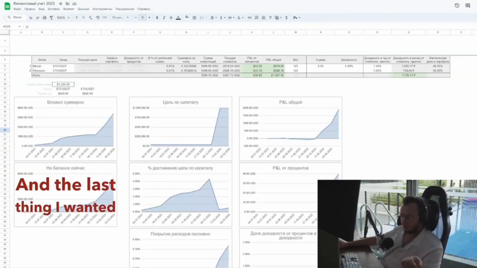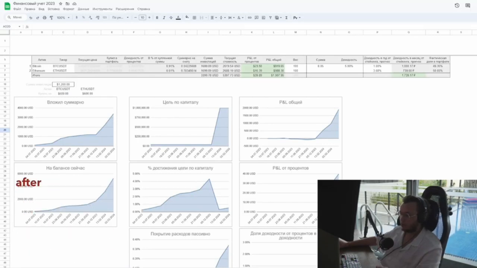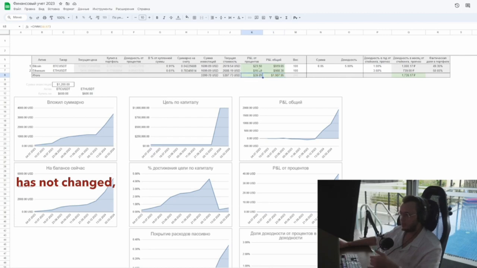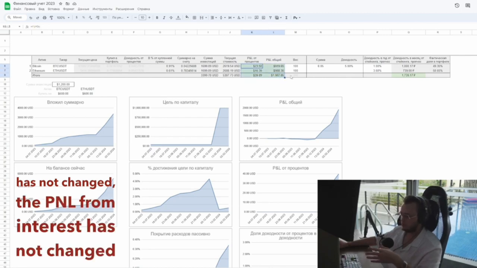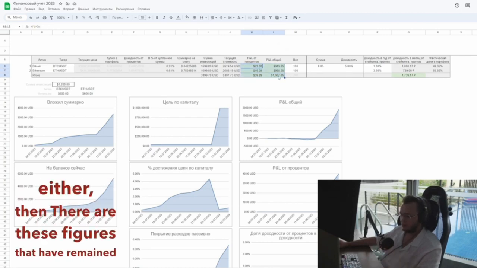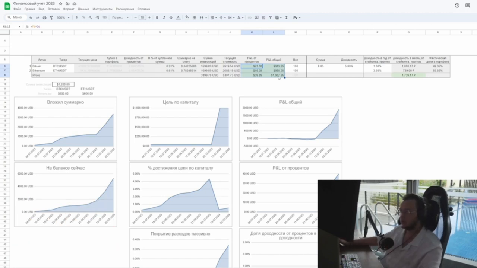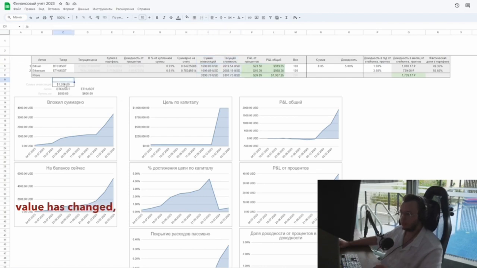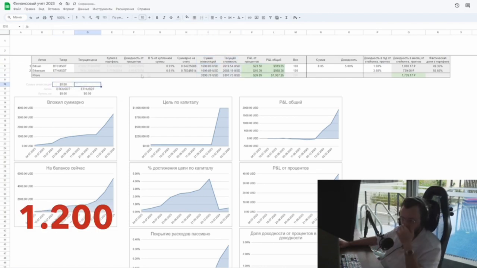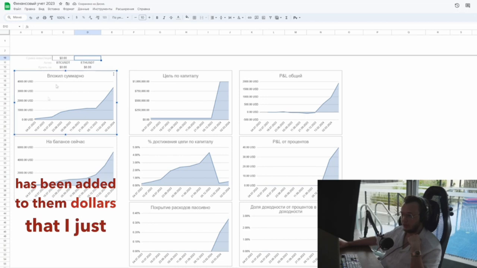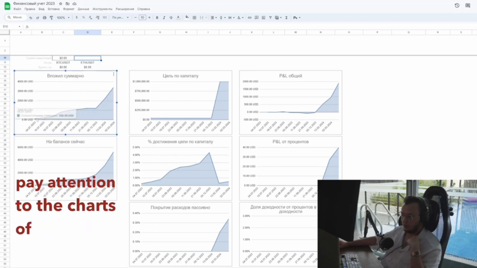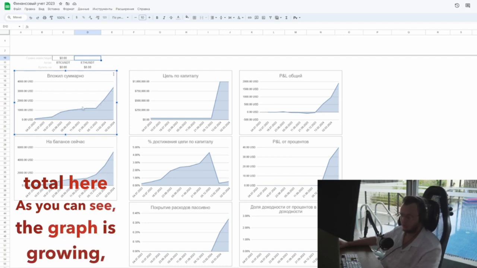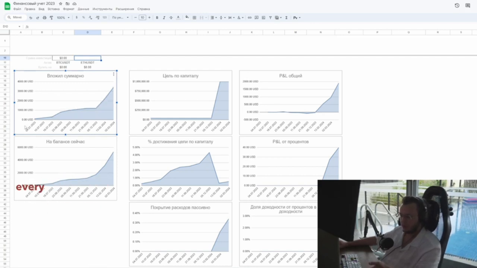And the last thing I wanted to focus on is the statistics after I replenished your account. Please note that the P&L has not changed. The P&L from interest has not changed either. Then there are these figures that have remained the same. They change only from the exchange rate, the amount of investment, the current value has changed, and the same 1,200 dollars that I just invested has been added to them. And pay attention to the charts of how much I invested in total here. As you can see, the graph is growing, although I invest 100 dollars every week.